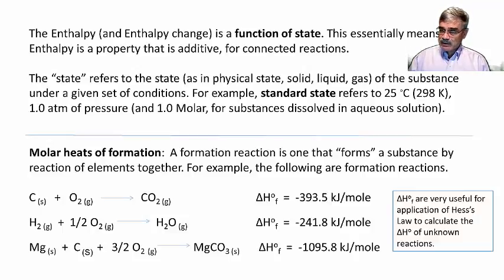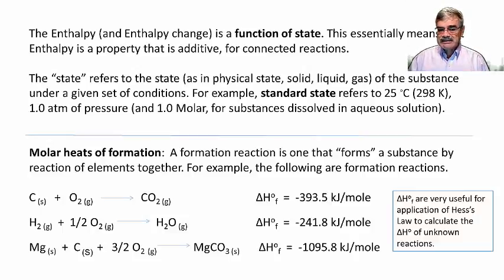Hydrogen gas plus 1/2 an oxygen molecule going to water vapor. Hydrogen in its standard state, gaseous form. Oxygen in its standard state, gaseous form, going to water. The enthalpy change for formation of water vapor is minus 241.8. Now earlier we said minus 242. We were rounding. Minus 242 kilojoules per mole.